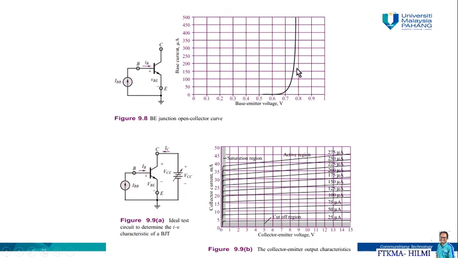So we have this region where we have the cutoff. This characteristic is the one that we have learned in the diode, where we have the offset voltage and so on. And this is also the characteristic that enables the transistor to function as a switch. And then we also have figure 9.9. Here we have the collector current and the collector-emitter voltage.